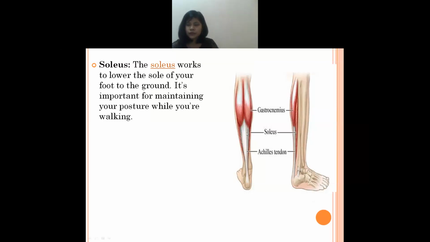So they are mainly responsible for the downside of your leg. And they are mostly responsible for maintaining your body posture while you are walking. Understand? So the soleus is responsible for that. Do you understand everyone about soleus? Yes, ma'am. Okay.